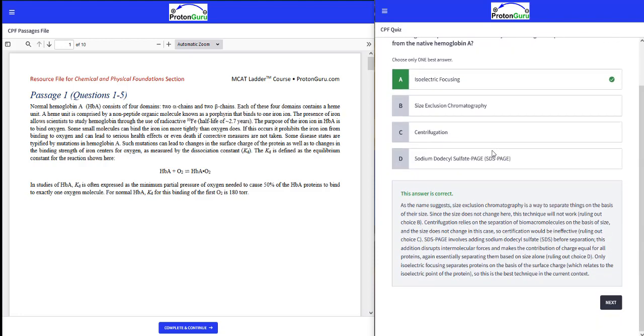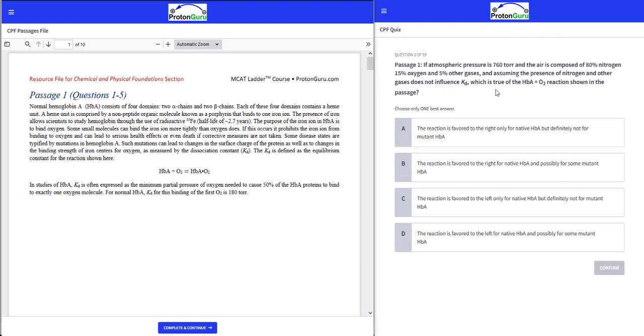So if you're in a practice mode on this type of course in the MCAT Ladder, you'll be able to look at the individual explanations as you go, or you can just skip the answer and go on to the next question.